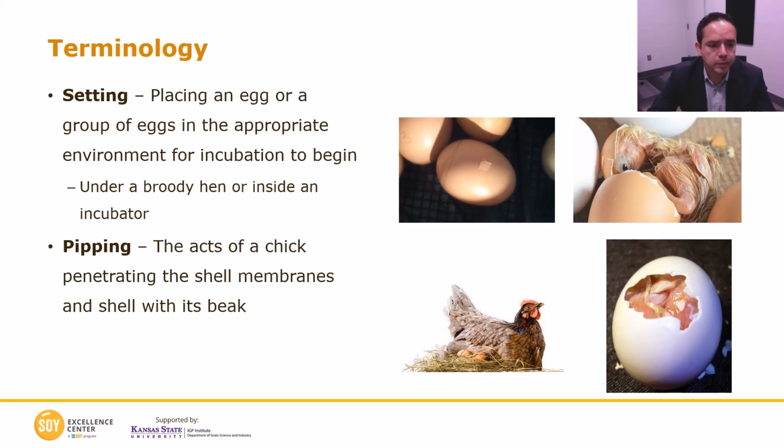Following up with some important terminology, setting means placing an egg or a group of eggs in the appropriate environment for incubation to begin. This could be under a broody hen or inside an incubator. And peeping is the act of a chick penetrating the shell membranes and the shell with its beak.